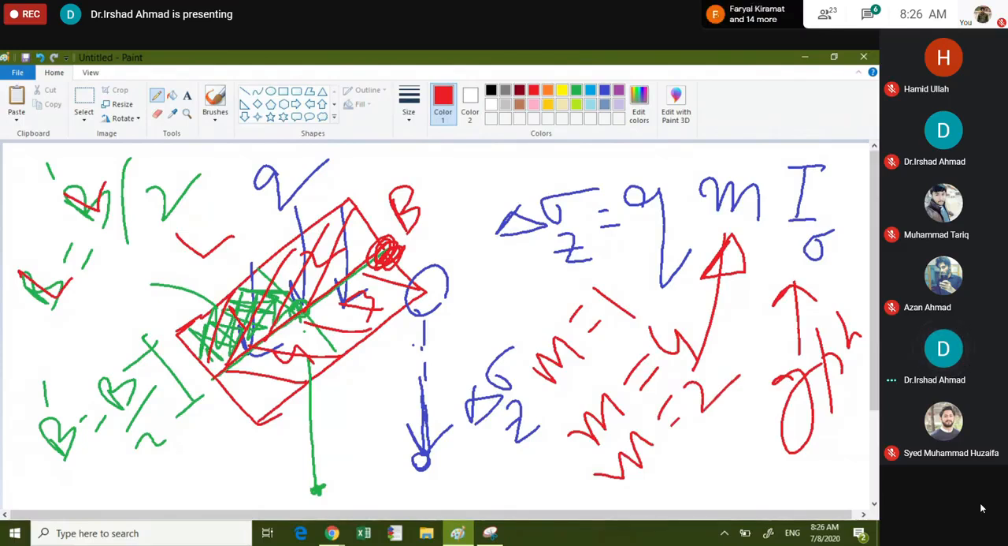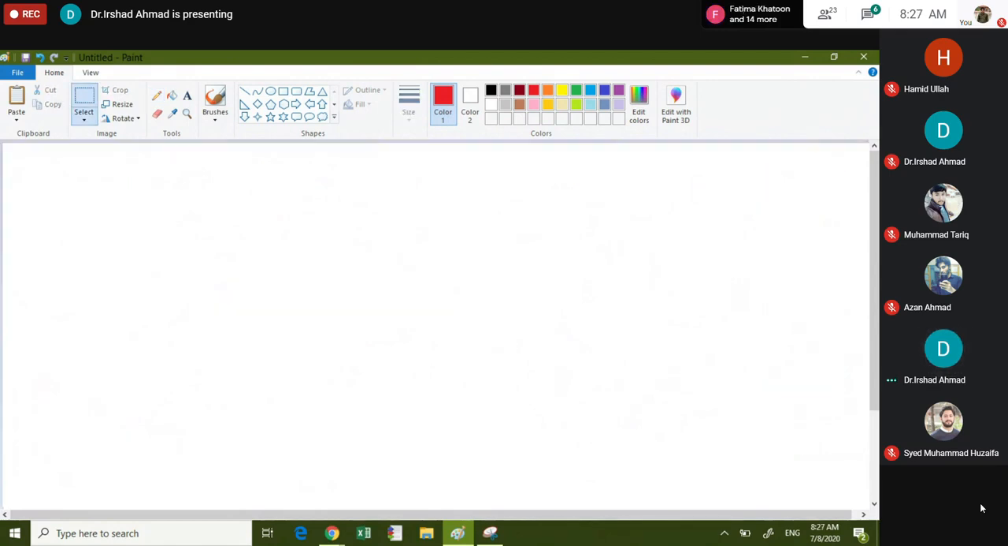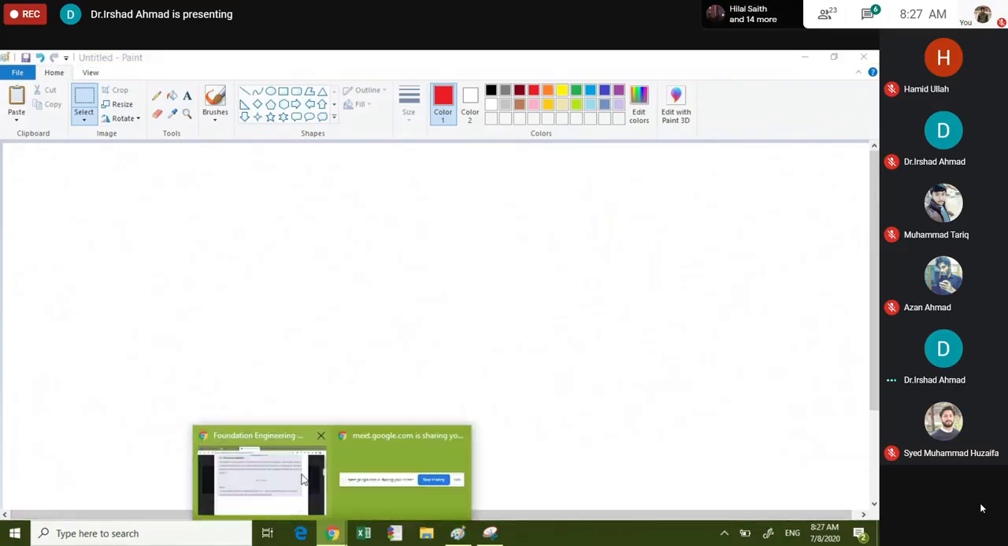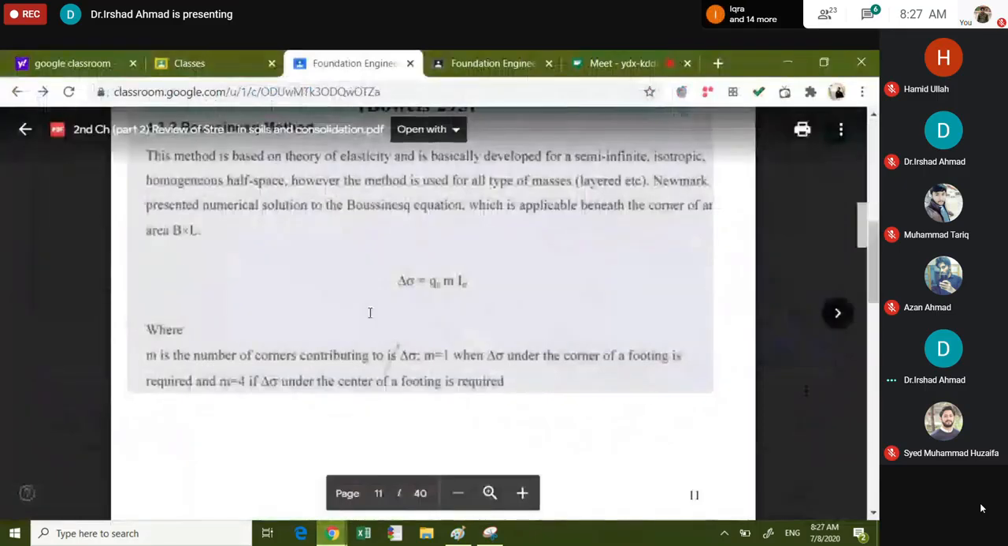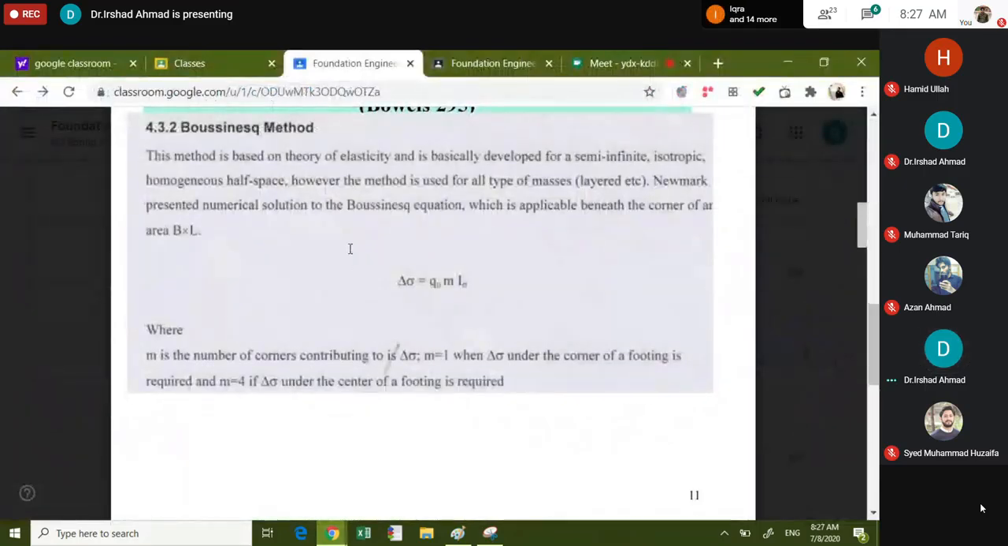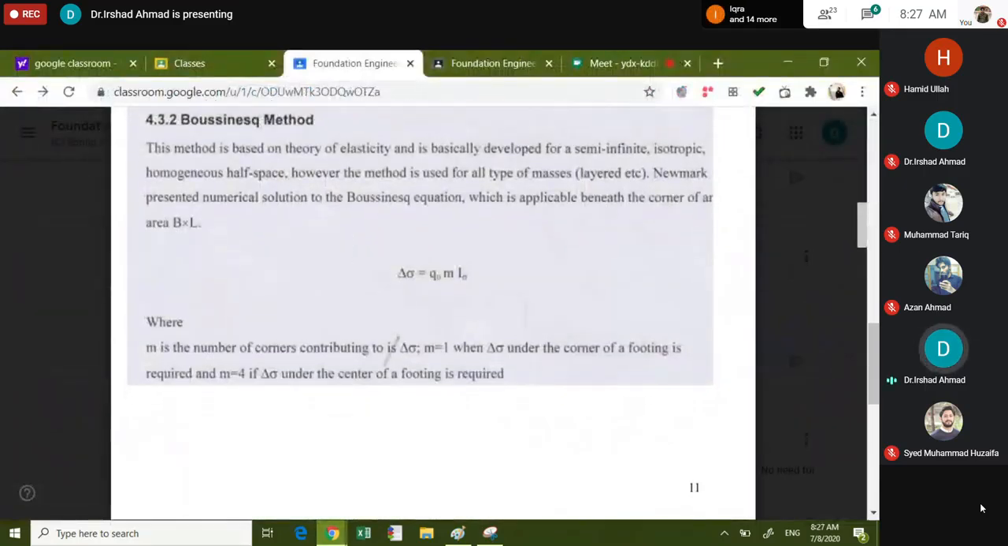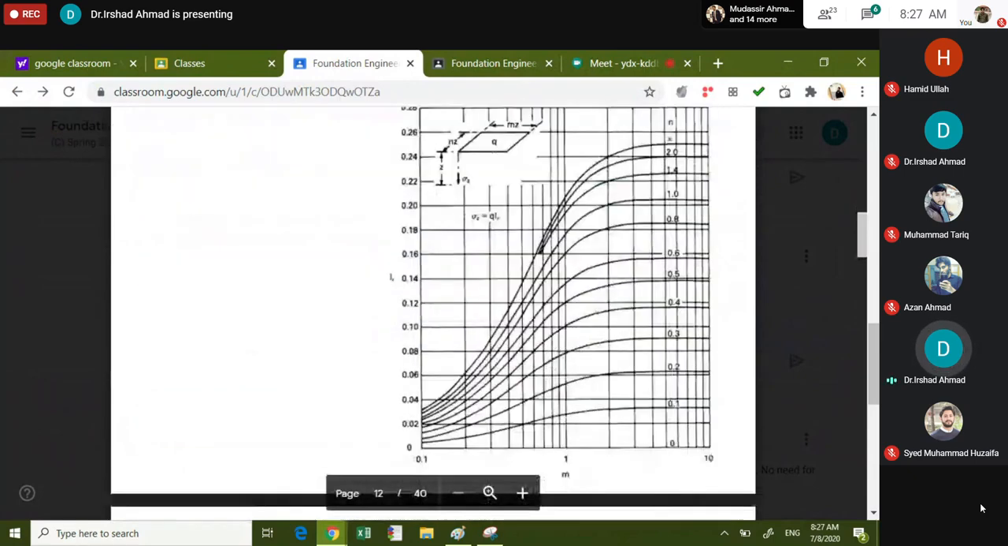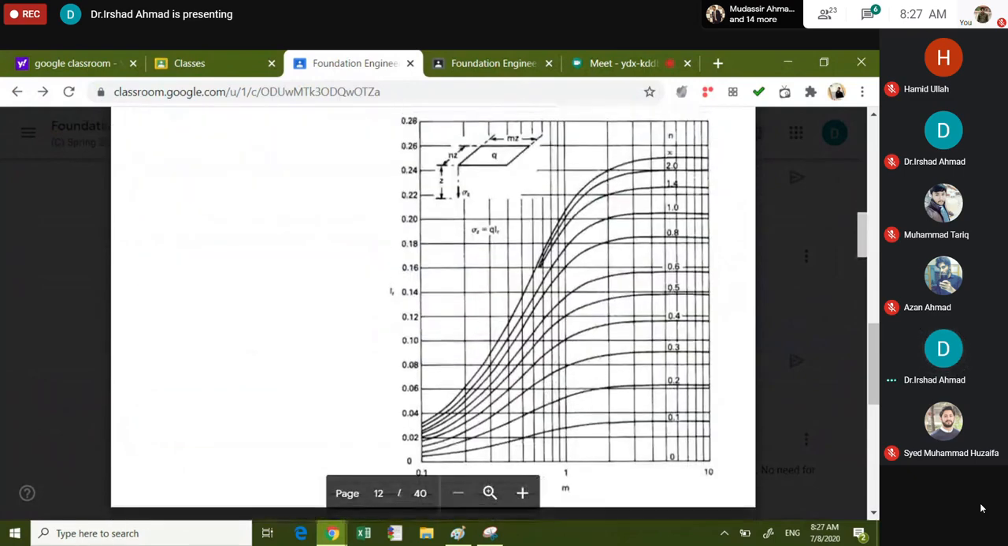Right? So now, how to read I sigma from the graph? That's the question. You have done this in your 5th semester, in your 4th semester. You remember this graph?